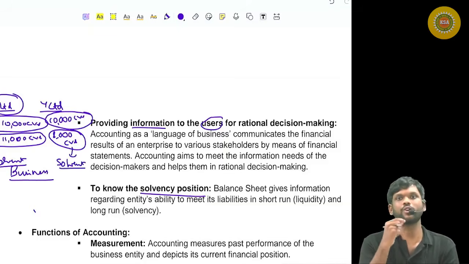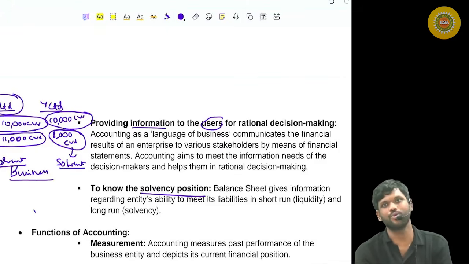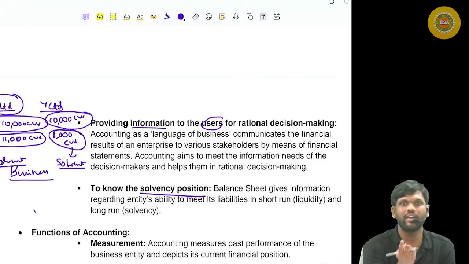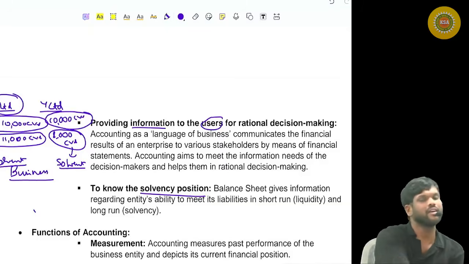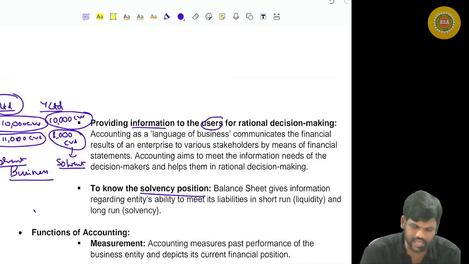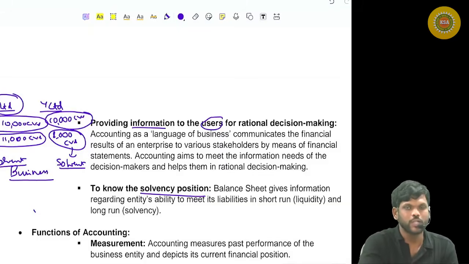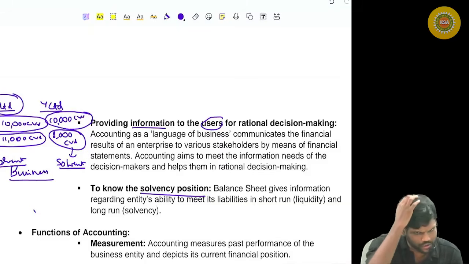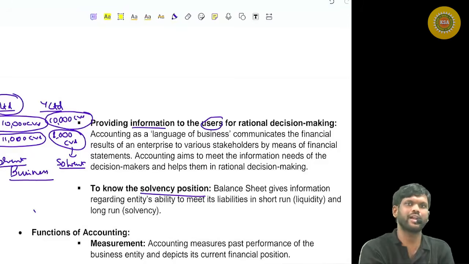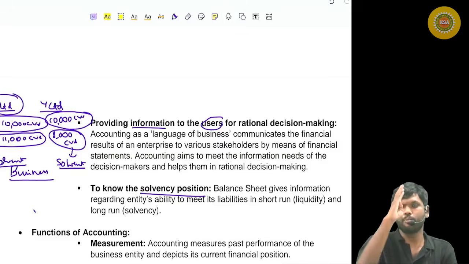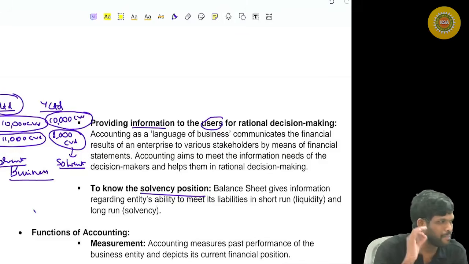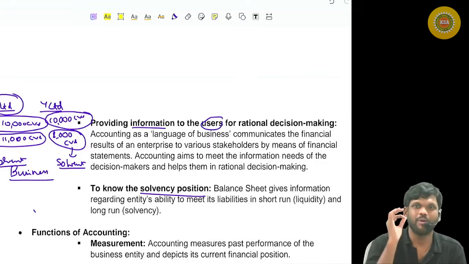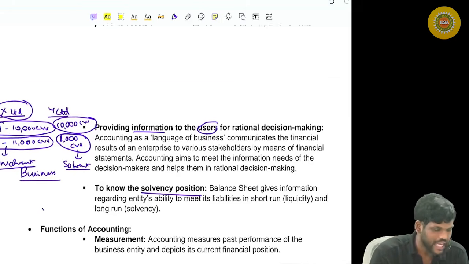So to know this solvency position also, we need accounting, because only if we use accounting we can prepare balance sheet. Only using that balance sheet we will know assets and liabilities. Only with that we will be able to know the solvency position, able to understand. So there are 5 objectives of accounting. The 5 objectives of accounting are: systematic record of transactions, ascertainment of financial performance, ascertainment of financial position, to provide information to users, and to know the solvency position. So simple 5 marks question, you will be able to answer it very easily.